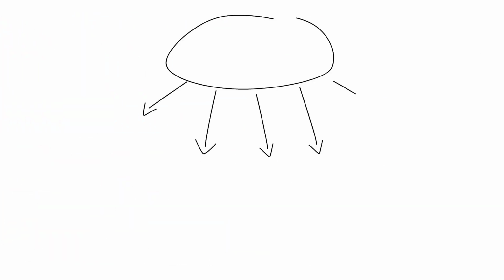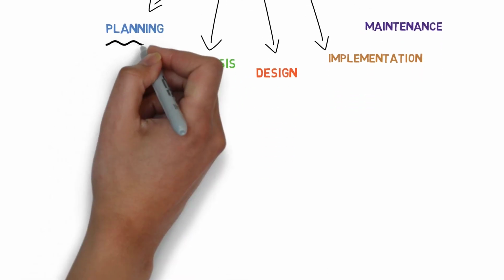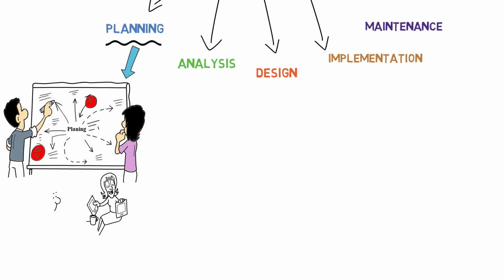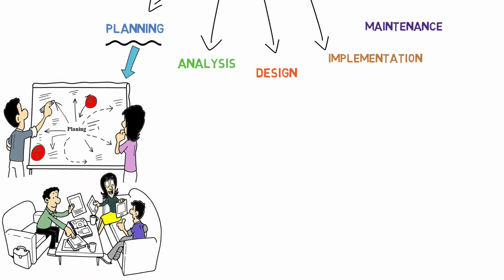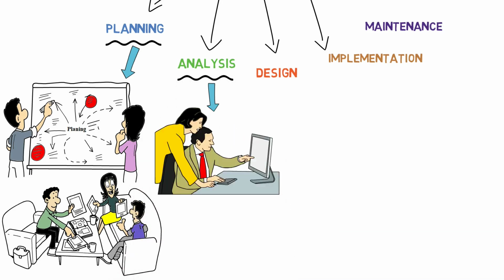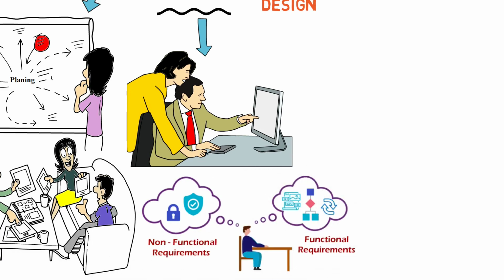The core activities in the systems development process include planning, analysis, design, implementation, and maintenance. During the planning phase, the project's scope and objectives are defined, and the resources needed are identified. In the analysis phase, business requirements are gathered and analyzed, and the system's functional and non-functional requirements are defined.